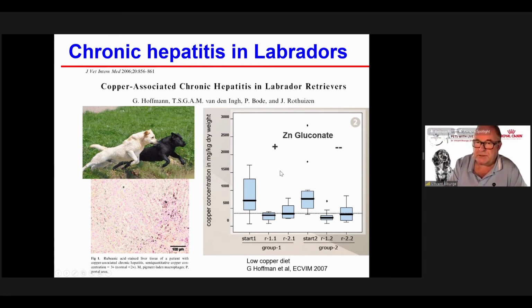But this study was actually the first one to really prove that just by using a diet, you could have a very significant effect on the accumulation of copper in those animals. And what I mentioned to you, you need to identify dogs at risk. This is the kind of thing you can do. If you identify that those animals accumulate copper in their liver, you can put them on a hepatic low copper diet. And you can see that in the case of those animals, they went back to normal levels.